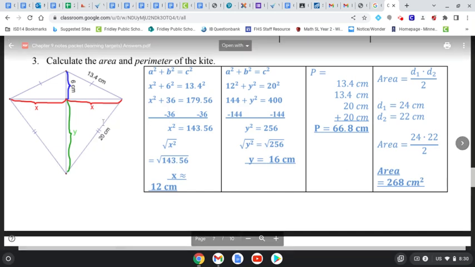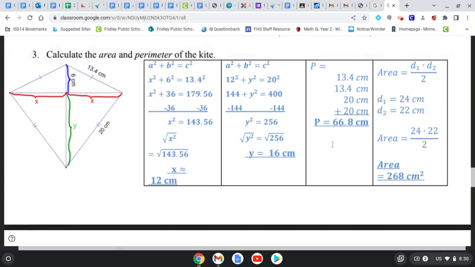And then to find our perimeter, we just add up these four sides. So 20, 20, 13.4, 13.4, only the outside parts. And that's our perimeter. There we go.